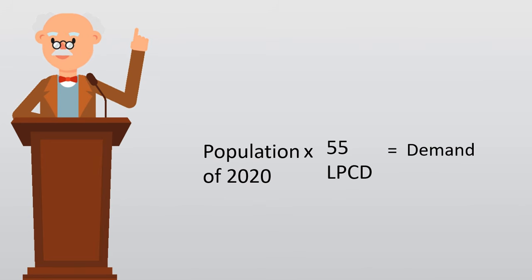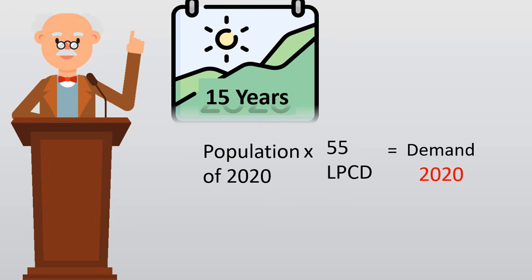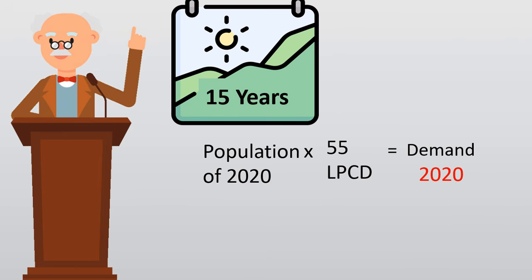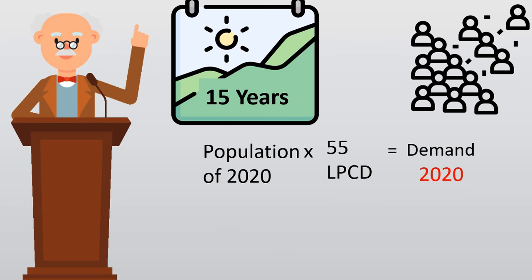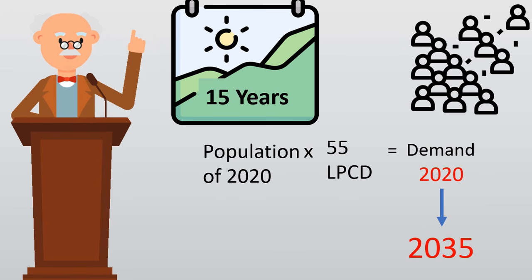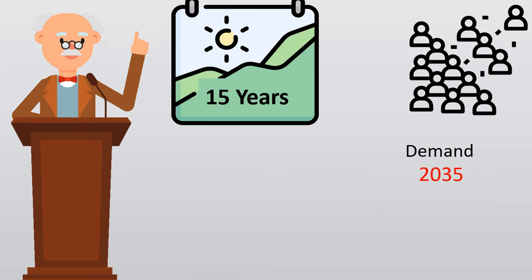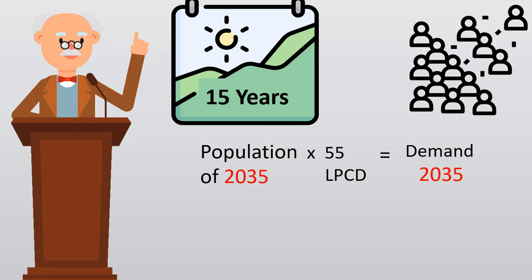But this demand we have got is for year 2020. But the scheme we are designing is for let's say 15 years. And after 15 years, our population won't be same as of today. So, if we design scheme for today's demand, then we cannot get sufficient water after 15 years. So, we need demand of year 2035. That is 15 years from now. So, how to calculate 2035 demand? If we keep our demand per person same, then we need 2035 years population. And it is found out by population forecasting methods. So, how to do this population forecasting?